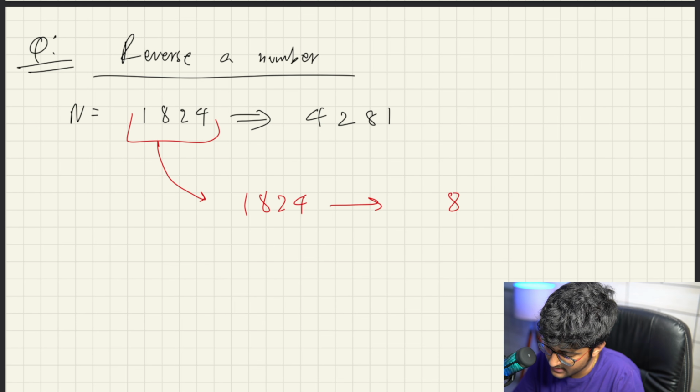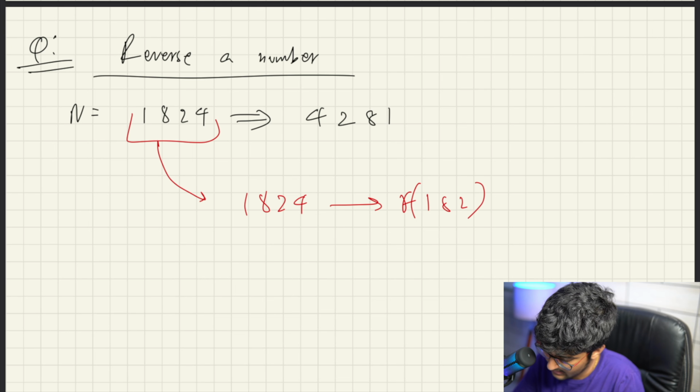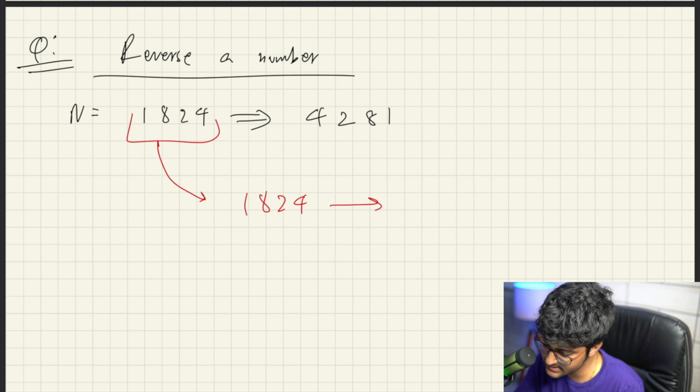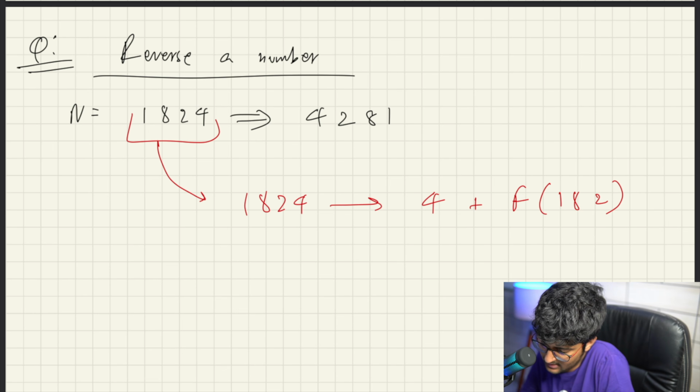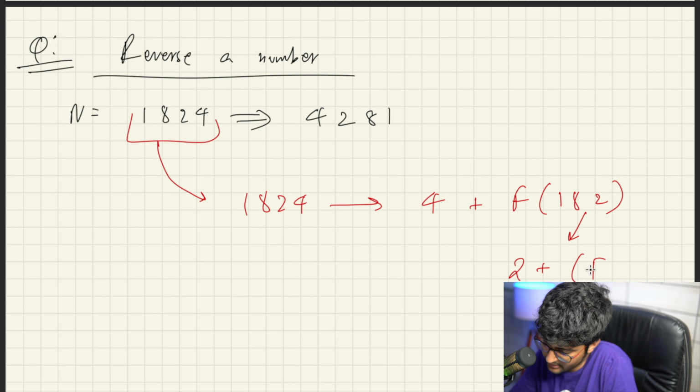Try to reverse 182, like the first one. Try to reverse 182 and add 4 in the beginning. Add the last digit in the beginning plus try to reverse 182. Something like that you can do. Now this can be like, add the last digit in the beginning, try to reverse 18. Yeah, now it makes sense.